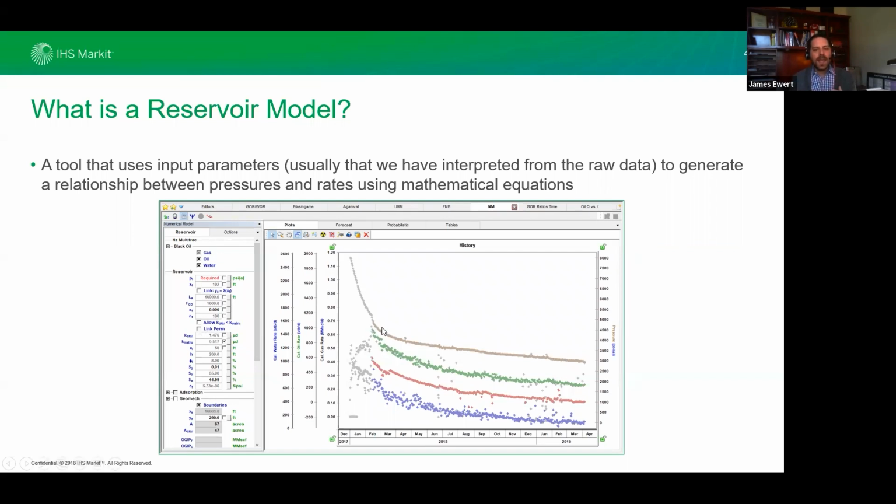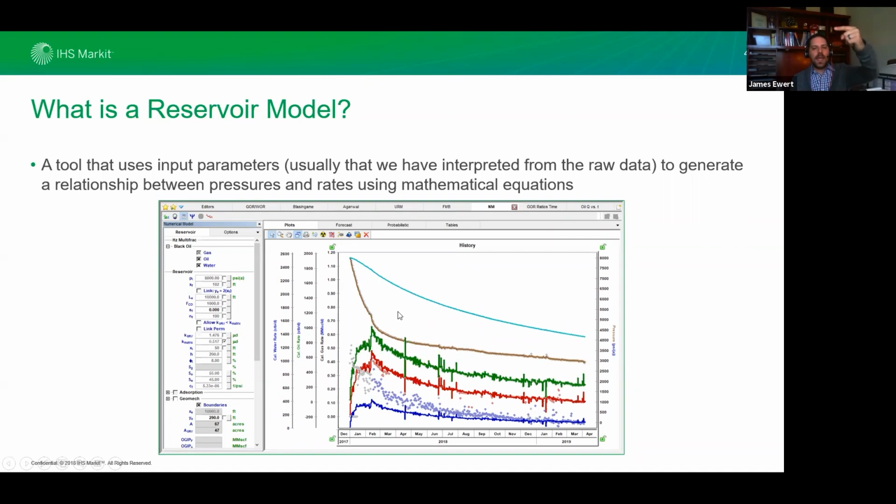So here's my pressure. This is my real pressure. This is the pressure that I brought into the software. These are my real oil rates. These are my real gas rates. And these are my real water rates. So what I'm trying to do in this case is recreate the history. In this case, I'm using pressure. And for every pressure that I have, the model is calculating an oil rate, a gas rate, and a water rate.